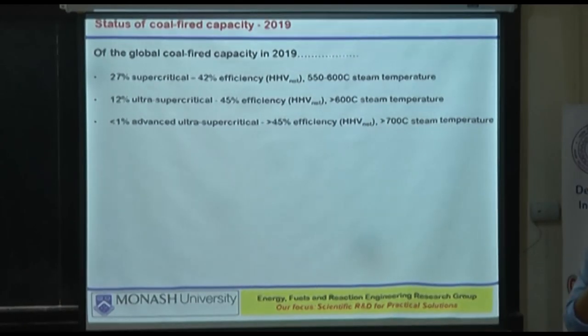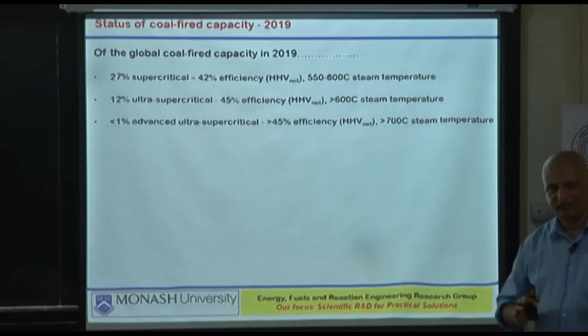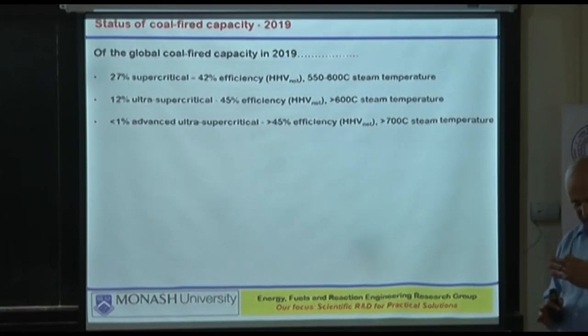Okay, so the one observation that can be made quite quickly is that of the global coal-fired capacity in 2019, which is about 2015 gigawatts of electrical capacity, only 27% of those units are supercritical units, which typically have a design efficiency when they are first built of about 42% on higher heating value net. And they run at about 500 to 600 degrees centigrade main steam and reheat steam temperatures. I'll come to that again later on. Only 12% are ultra supercritical.